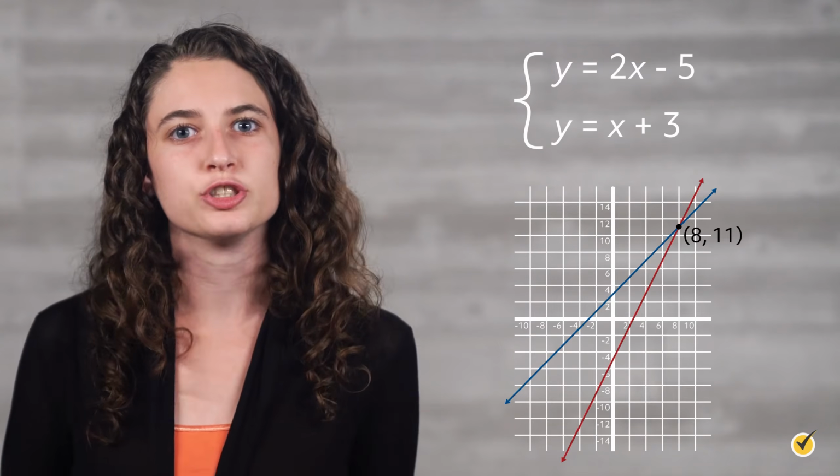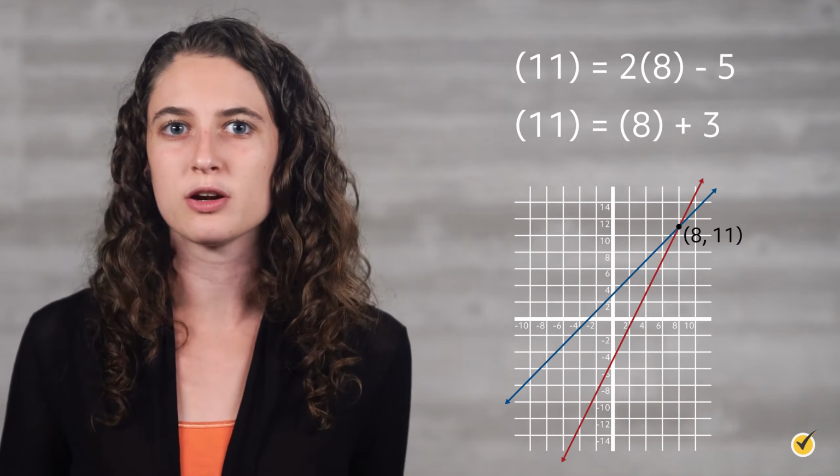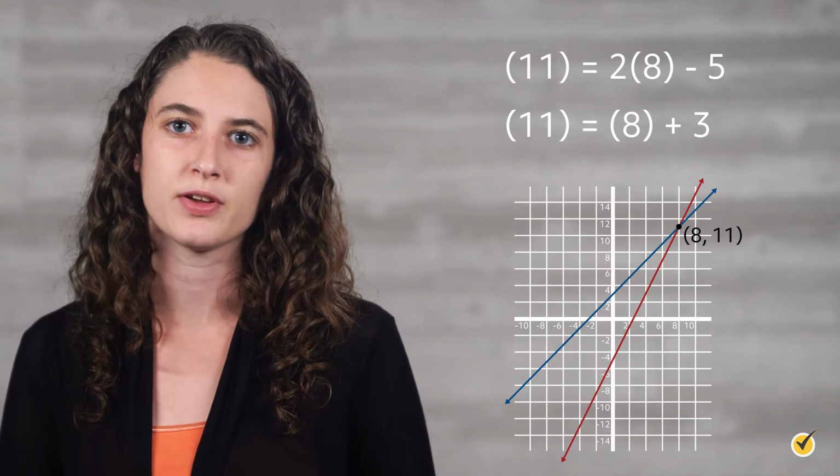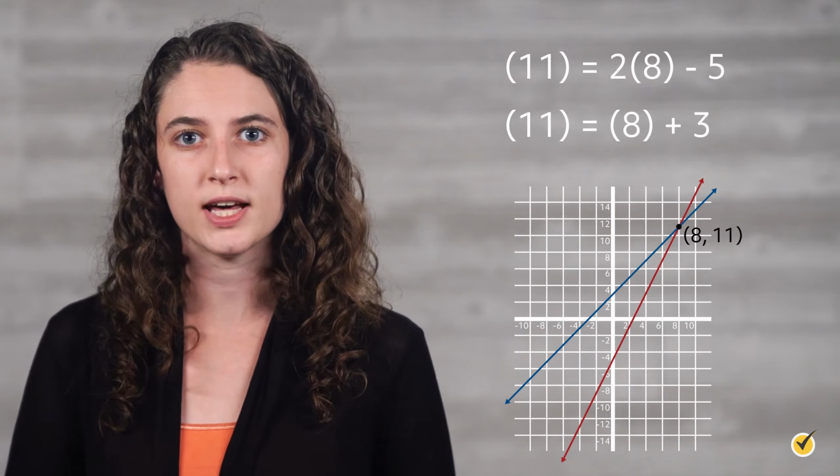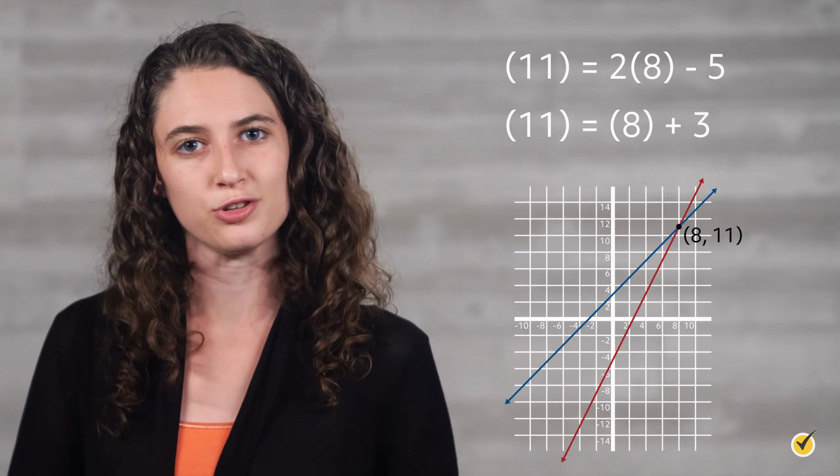We can check this solution by plugging x equals 8 and y equals 11 into both equations given. As we can see, both of these equations are true for these values, so we know for sure that our solution is correct. In some cases, the equations given in a system may not be in the form y equals mx plus b. However, if this is the case, we can easily rearrange them to be in that form so we can graph them as lines.